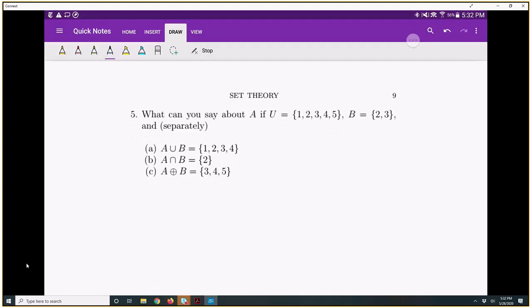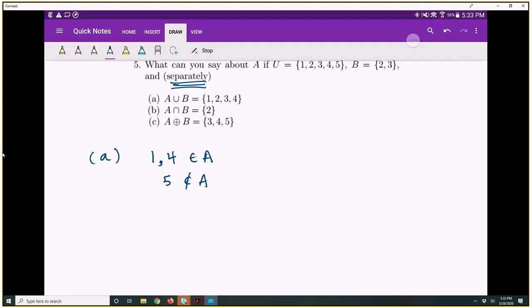Okay, here's an interesting question. What can you say about A if the universe is {1, 2, 3, 4, 5} and B is {2, 3}, and it says we're going to treat these separately. So for A, the union of A and B is {1, 2, 3, 4}. The union, we know, is the set of all elements that are in A or B or both. So what we can say is that, well, 1 and 4 must belong to A because they're definitely not in B. And we can say that 5 can't belong to A. And that's about as good as we can do. We don't know about 2 and 3 because they could belong to A or they might not, since we're allowed elements that are in both.